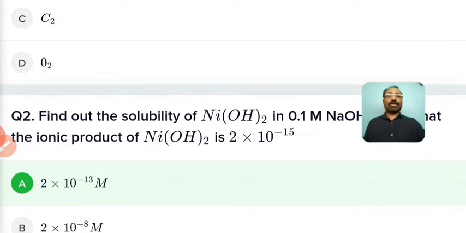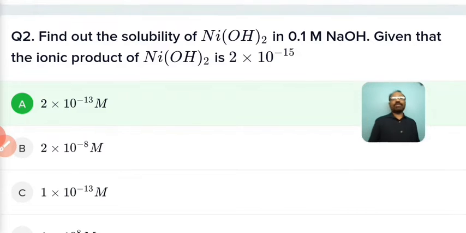Now see question number 2. Find out the solubility of nickel hydroxide in 0.1 M sodium hydroxide, given that the ionic product of nickel hydroxide is 2 into 10 to the power of minus 15. If you observe the solubility of a sparingly soluble salt in the presence of a strong electrolyte, the concentration of the strong electrolyte is taken as the concentration of one of the constituent ions. In nickel hydroxide, Ni2+ ions are there, as well as OH minus ions. This OH minus ion concentration equals the NaOH concentration.